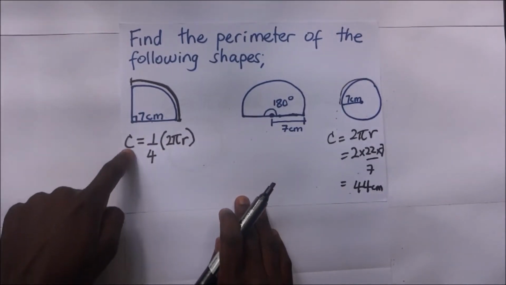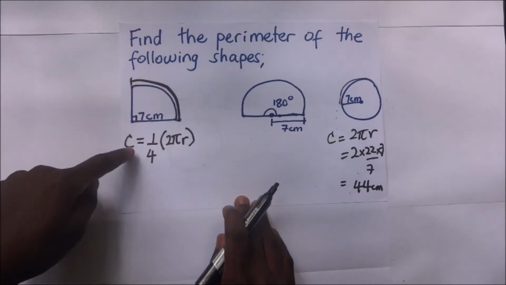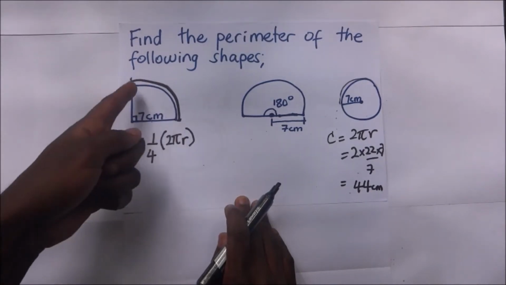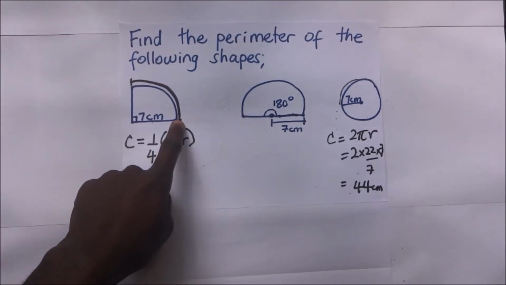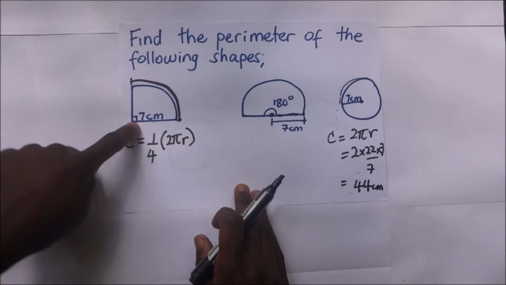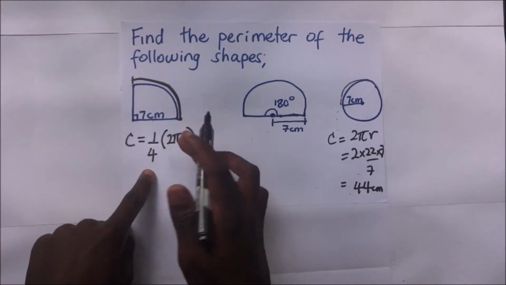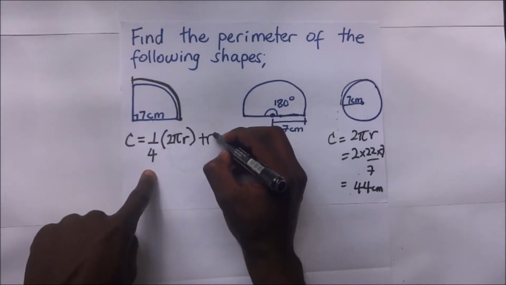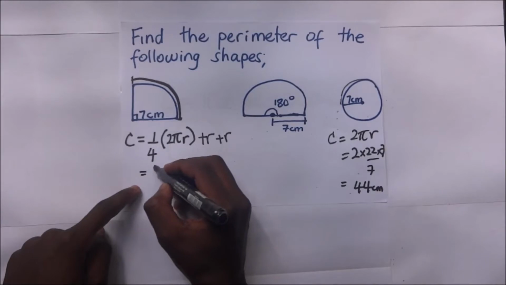So if the perimeter around this whole object is going to be a quarter of 2 pi r, which is the distance from here to there, then to find the remaining part, it's going to be plus that plus that. This is the radius, that's the radius. So it's going to be a quarter 2 pi r plus the radius plus the radius. So it continues.